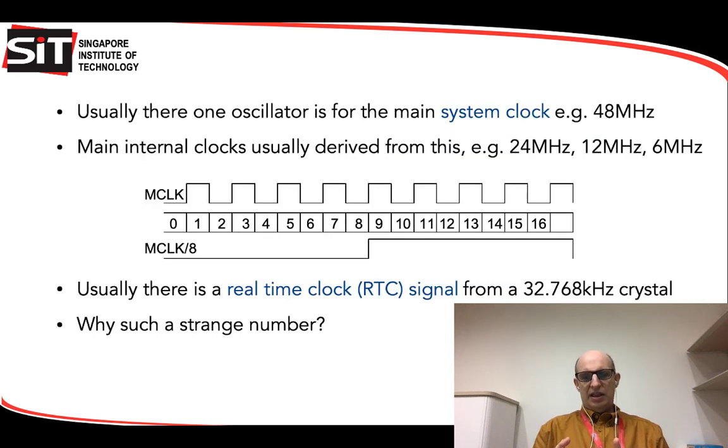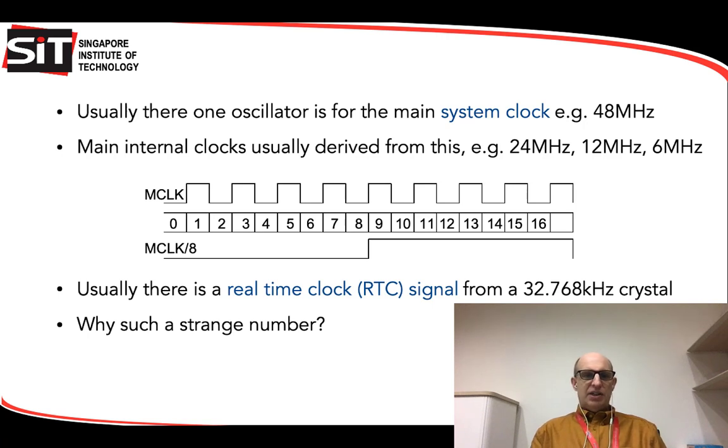So usually the main oscillator is tied to the system clock. So in an ARM Cortex, a small ARM Cortex might be 48 megahertz or 40 megahertz or 80 megahertz or something, and internally you'd get clocks that derive from that. There might be a 24 megahertz clock, there might be a 6 megahertz clock, or whatever.